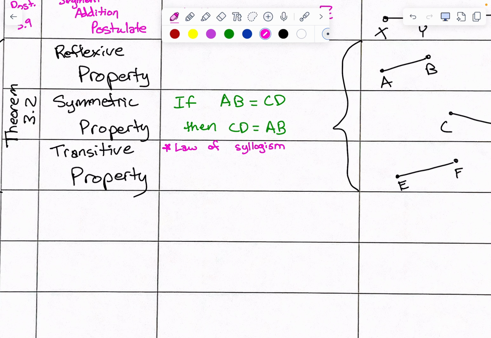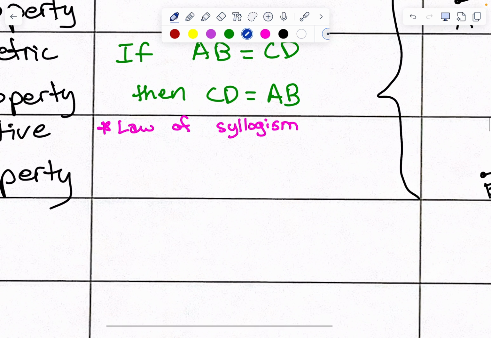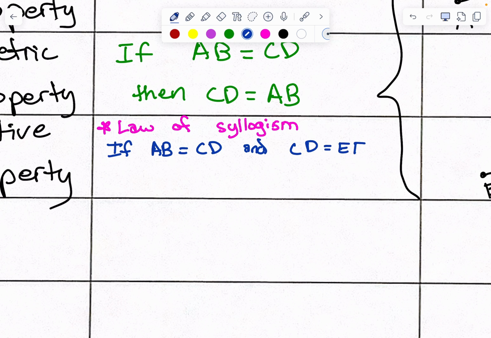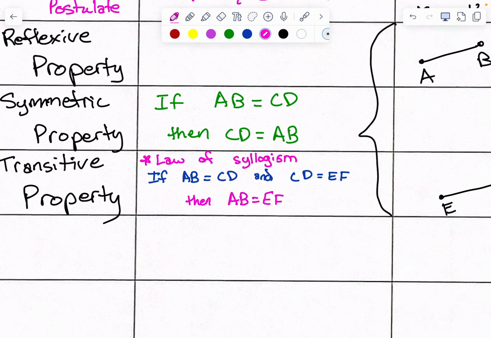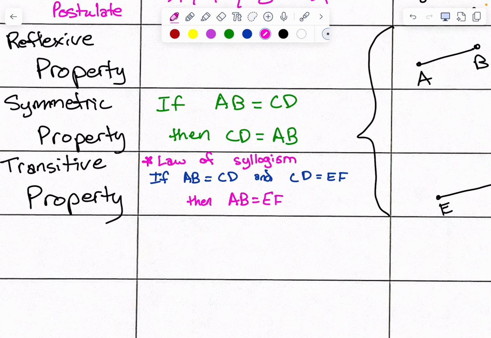So Anna is younger than Brady. Brady is younger than Kaylee. So Anna is younger than Kaylee, right? We skip over the middle person. So the law of syllogism says if AB is equal to CD and CD is equal to EF, then AB is equal to EF. We skip over that middle person, or that middle group. You can go from the first to the last one. That's the law of syllogism.